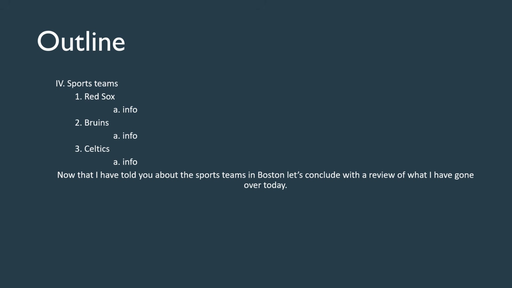In this example, I'm showing you how to transition into your conclusion. You can see here, I've labeled my final main point sports teams. My transition, after I've explained all of the sports teams, states, now that I've told you about the sports teams in Boston, let's conclude with a review of what I have gone over today. And what have I done here? I've mentioned what I just spoke about, mentioning my previous main point, and I've introduced what I'm going to speak about next. The signposts have led you to know that I'm now going to enter my conclusion.